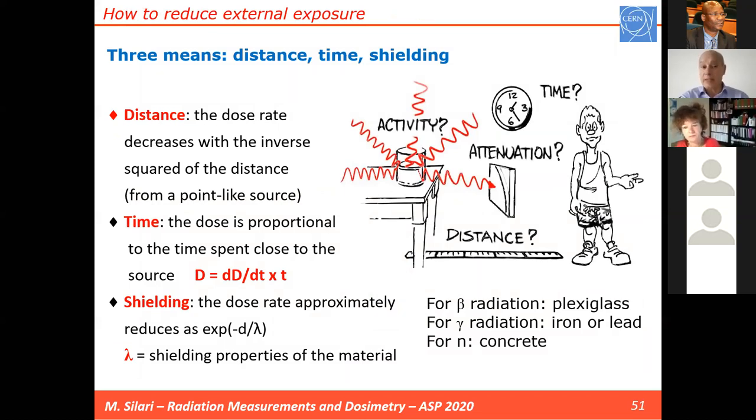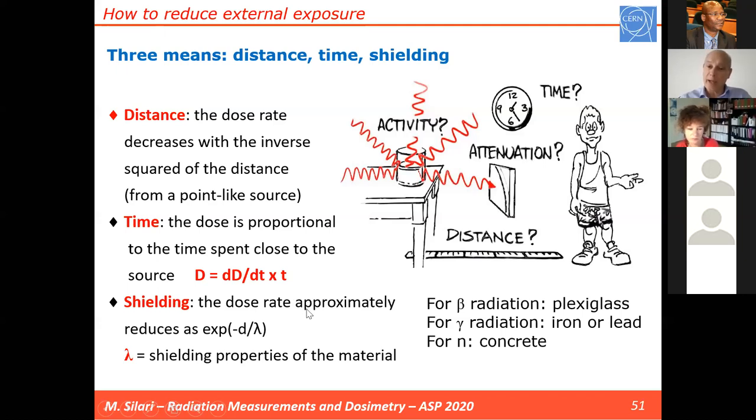The easiest thing is distance. The dose rate to which you are exposed from a certain source decreases with the inverse square of the distance for a point-like source. The further you go from the source, the lower the dose rate. Time, of course: if you spend twice as much time close to the source, the dose will double. So reducing time will reduce exposure to a radiation source. And if these two approaches are not sufficient, then you have to put shielding in between yourself and the source.